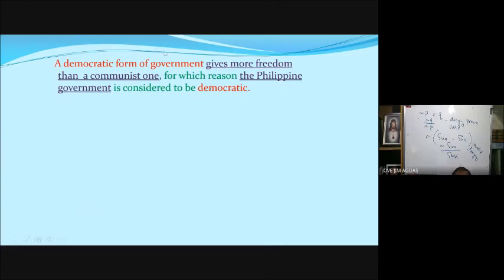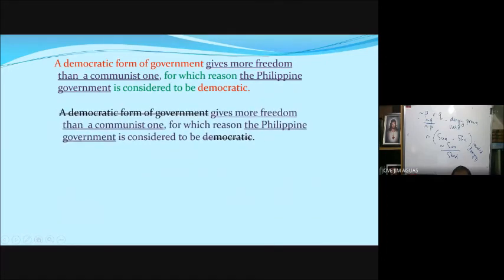So this is the common term, democratic form of government, democratic. What do we do? We cancel this. Of course, "for which reason" is the indicator that this is a premise. So if we cross out the democratic form of government, because that's a common term, we are left with "gives more freedom than a communist one" and "the Philippine government". And those are the terms that we are going to use in order to form the implied proposition.